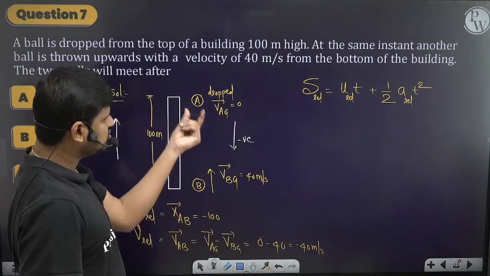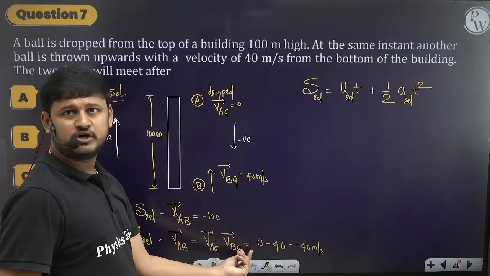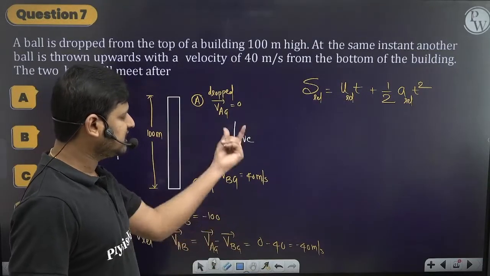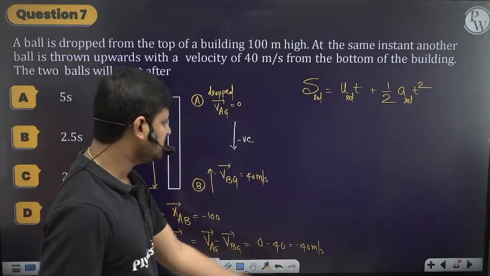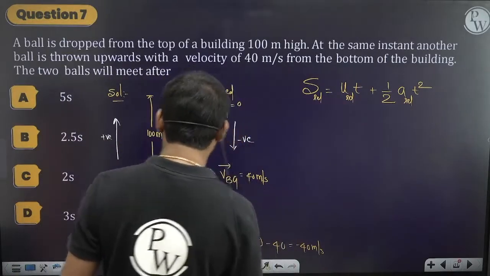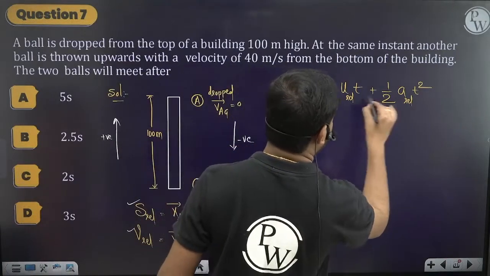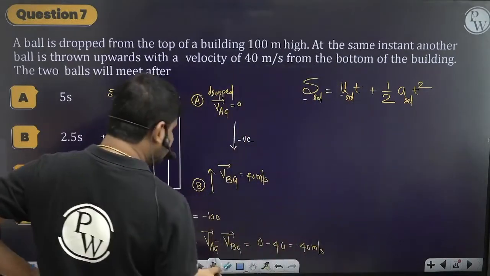See here, minus 0 means no need to put minus 0. So VBG, take it as positive 40. That's why minus 40 meters per second. So we have got S relative and V relative. These two terms are clear. Then we have to find A relative.